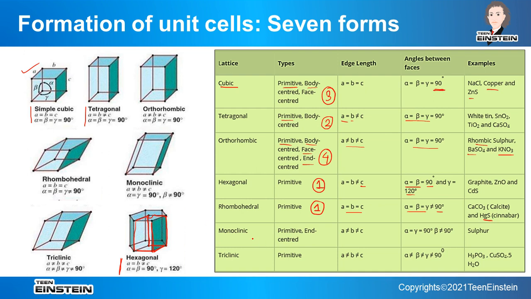Monoclinic. Under monoclinic we can have primitive and end center. So 2 types. Here all the edges are different. 2 angles are 90 degree, 1 angle is not 90 degree. So this sulfur is also known as monoclinic sulfur.